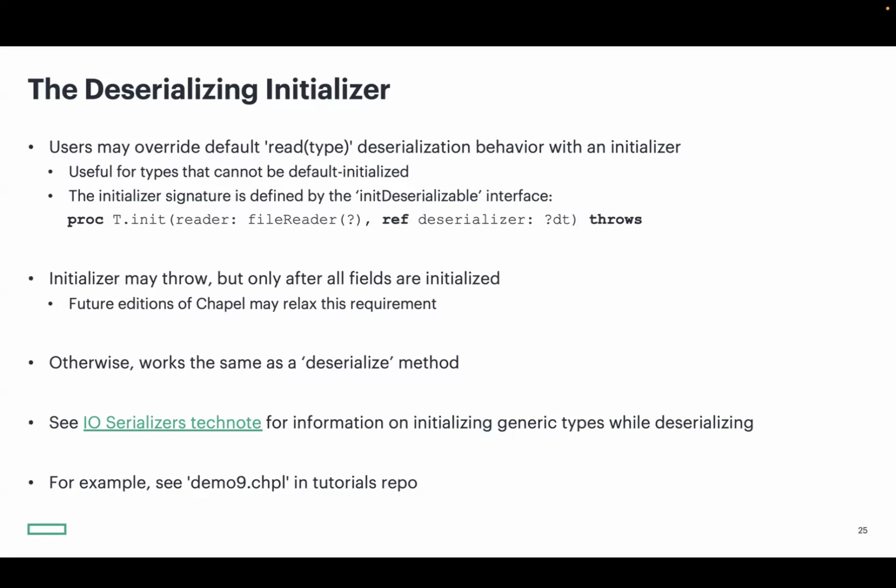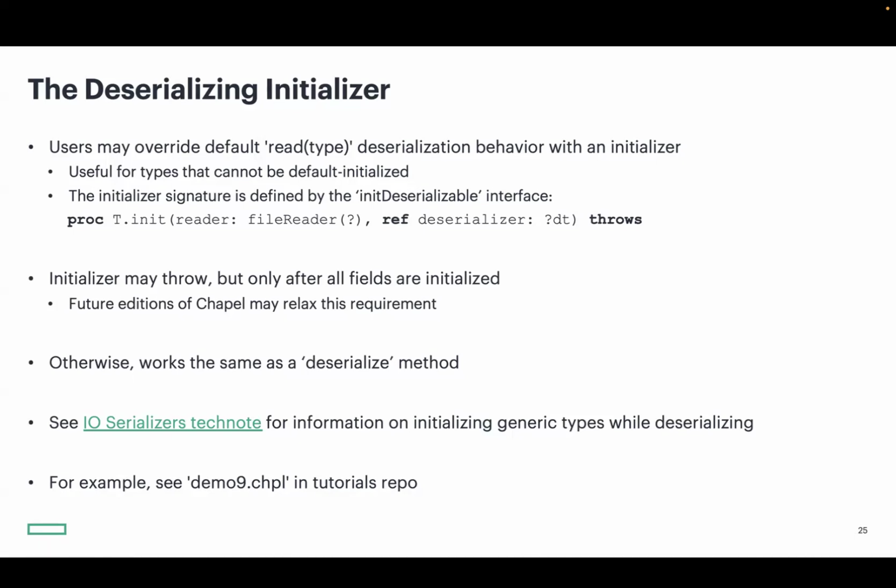And you'll use the same format agnostic API to do all your deserialization. There's an example of the myList implementation for a deserializing initializer in demo9.chapel. But I'm rapidly running out of time here, I believe.